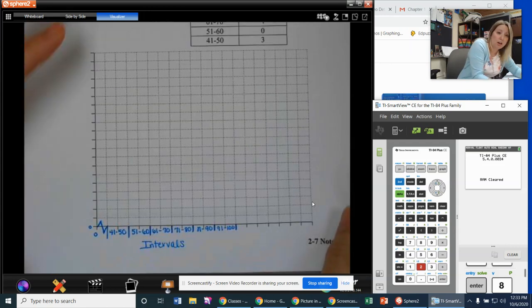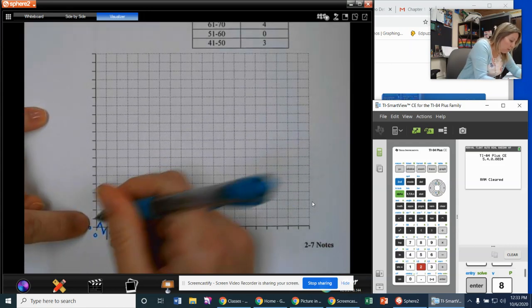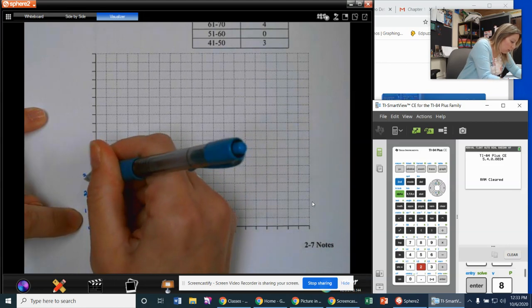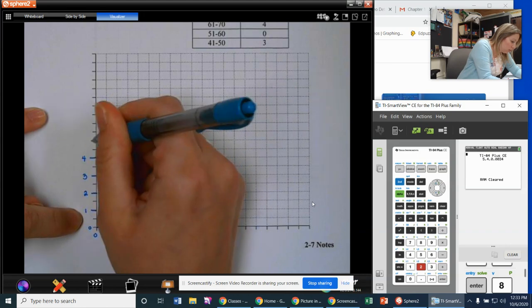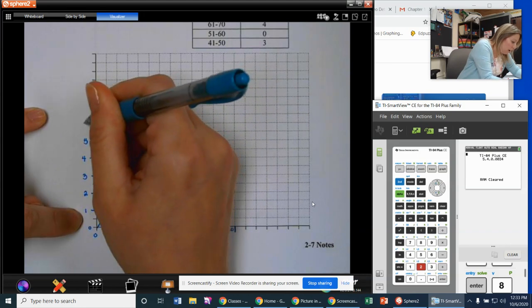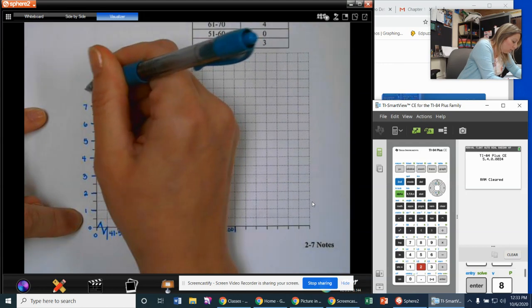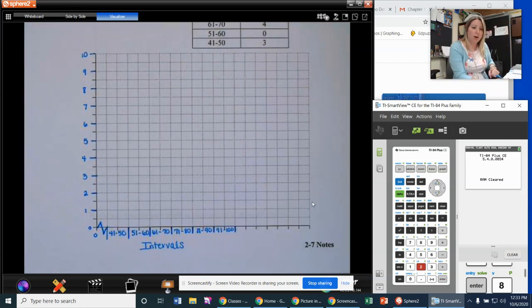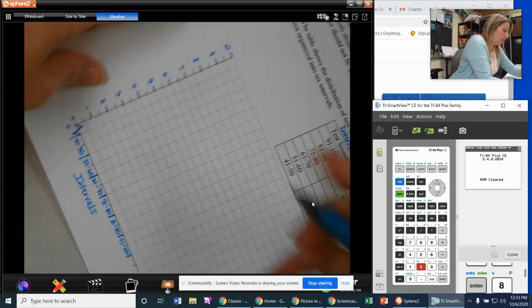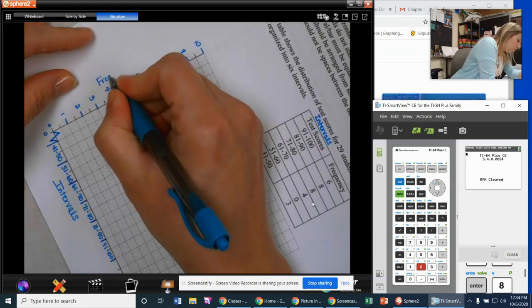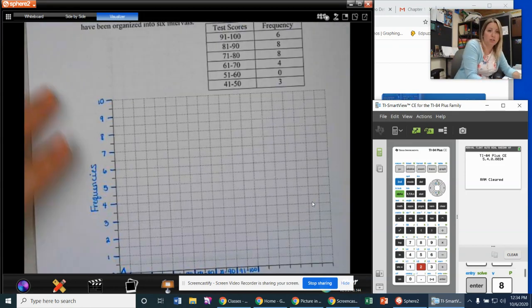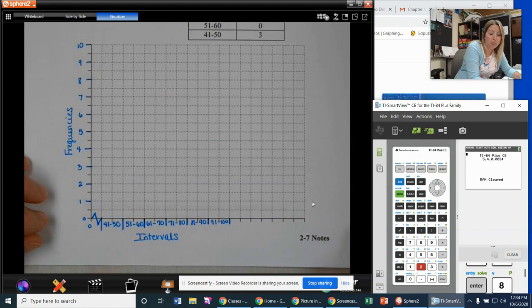So actually, if I count every other as 1, 2, 3, 4, so this is my scale. If I do that for every other, I have plenty of room to fit all of my frequencies on this graph. And of course, we label that frequencies, so I kind of put this off to the side. And frequencies are, of course, the number of test scores that fall in each of the intervals that we've been given. And now I'll use my straight edge to create those.